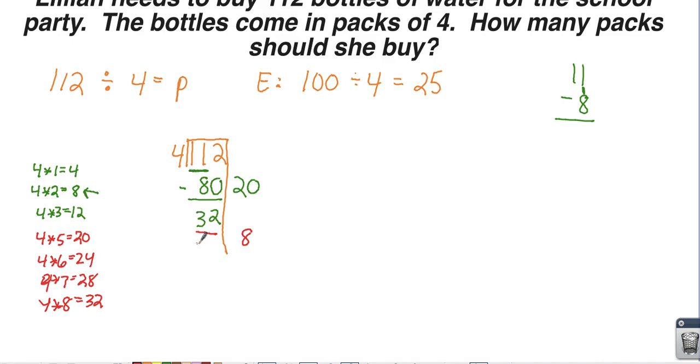Multiply 8 times 4 is 32. Next part, subtract. 32 minus 32 is 0. Because 0 is less than 4, I'm done dividing. Next week, we'll talk about what we do if that number isn't 0. But for today, it is. So my last step is to add up the parts on the outside. 20 plus 8 is 28, which tells me 112 divided by 4 is 28. She should buy 28 packs of water, close to my estimate of 25, so it's probably correct.